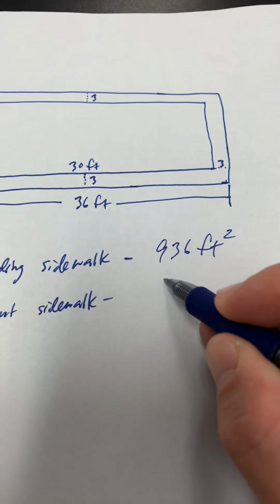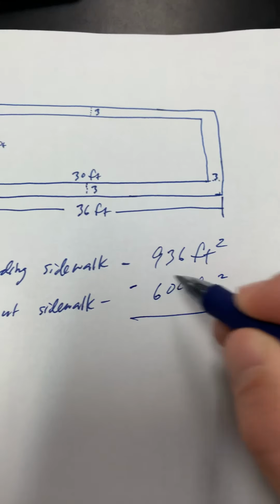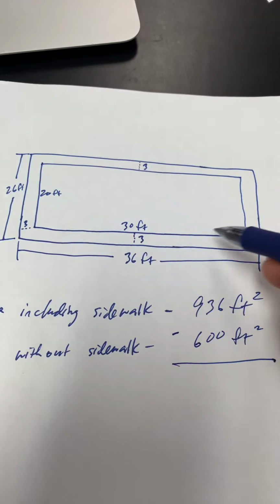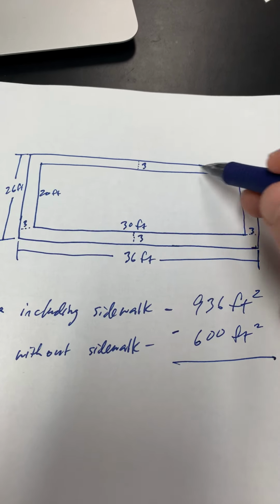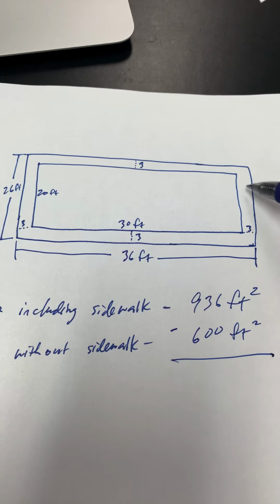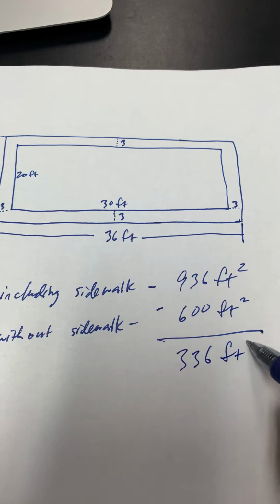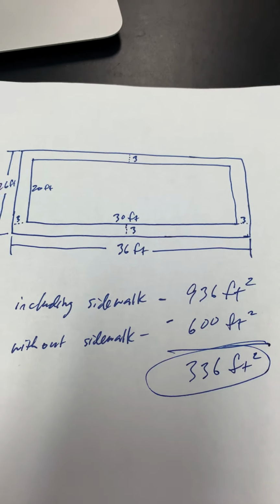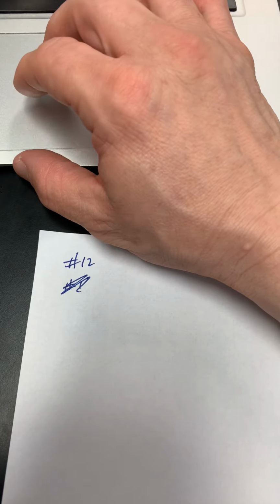So if we were to remove the area of the inside rectangle, it would just leave you with this 3 foot sidewalk. And so, of course, that's 336 feet squared. Okay, hopefully that makes sense. Okay, I think there were 2 more real quick. Okay, number 12 is what I had written down.